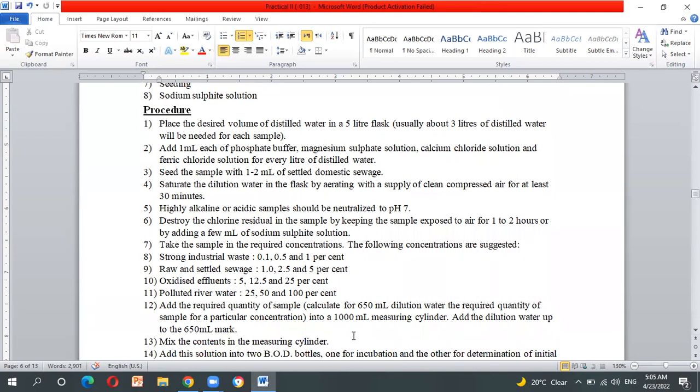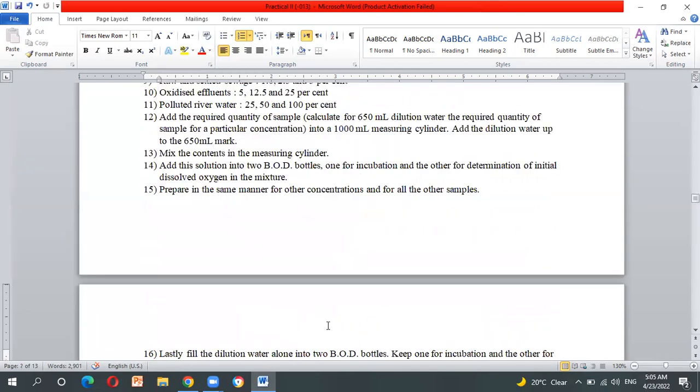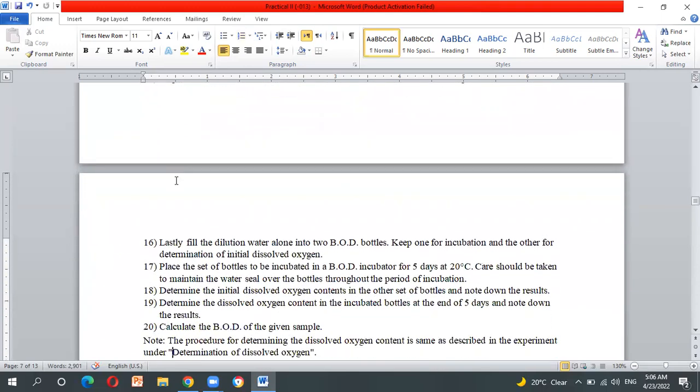Calculate for 650 milliliter dilution water the required quantity of sample for a particular concentration into a 1000 milliliter measuring cylinder. Add the dilution water up to the 650 milliliter mark. Mix the contents in the measuring cylinder and add the solution into 2 BOD bottles, one for incubation and the other for determination of initial dissolved oxygen in the mixture. Prepare in the same manner for other concentrations and for all other samples.